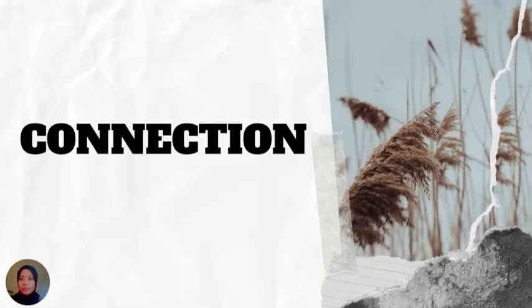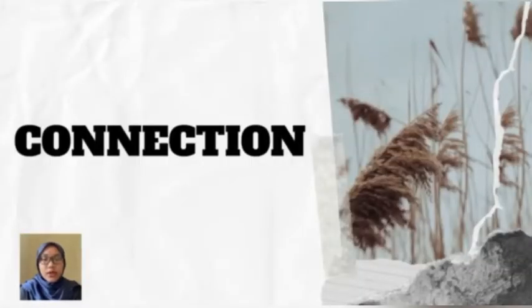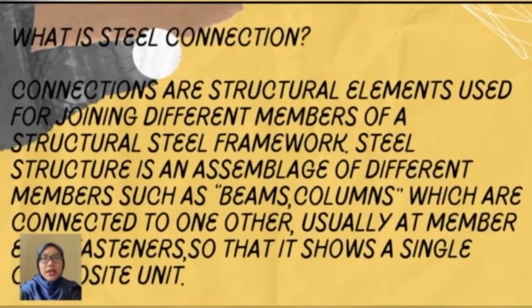Next, connection. Next, I will be presenting about steel connection. So what is steel connection? Connections are structural elements used for joining different members of a structural steel framework. A steel structure is an assemblage of different members such as beams and columns, which are connected to one another, usually at member and fastener, so that it behaves as a single composite unit.